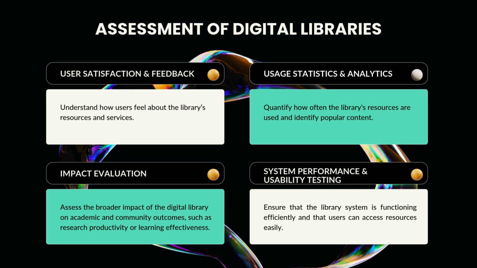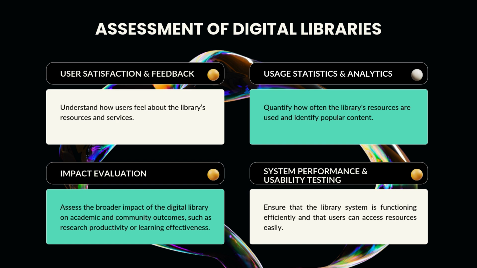High satisfaction suggests that services align well with user expectations, while low satisfaction highlights areas requiring improvement. The second area is usage statistics and analytics. This assessment looks at how frequently digital library resources are accessed. For instance, usage data may show that certain databases or digital materials are heavily used, while others receive minimal attention. Such patterns help identify user preferences and support informed decisions about resource management.